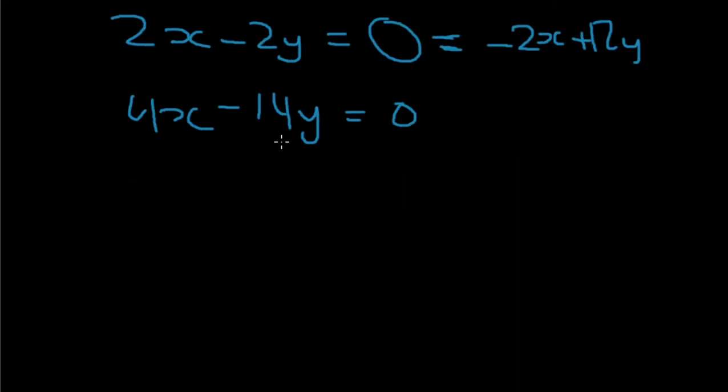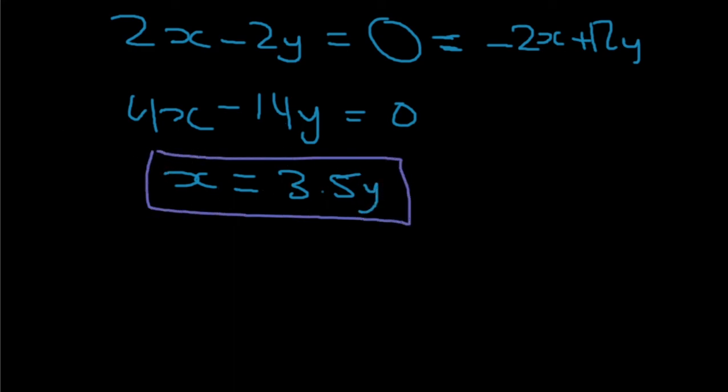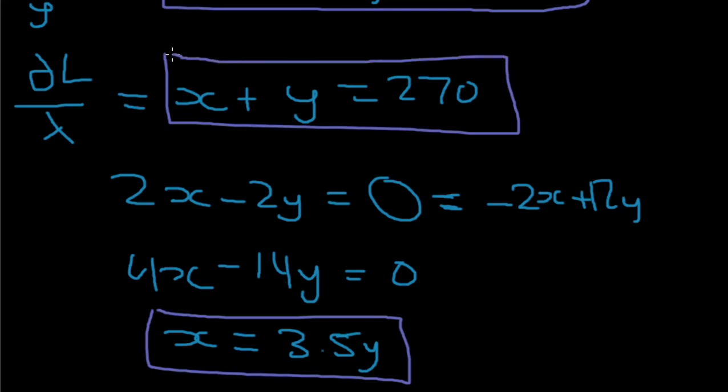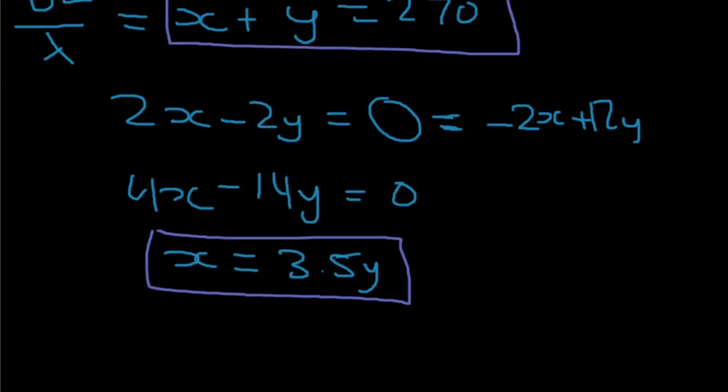And now, if we plus 14y on both sides and then divide by 4, we'll find that x is going to be equal to 3.5y. And this isn't definitive yet, but we can now plug 3.5y into our constraint here, because we know that x is 3.5 times y, so we can plug that into the constraint and then find what y is in regards to our constraint. So let's just do that.